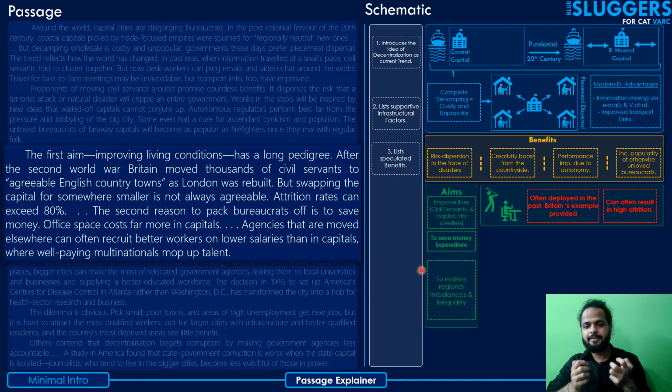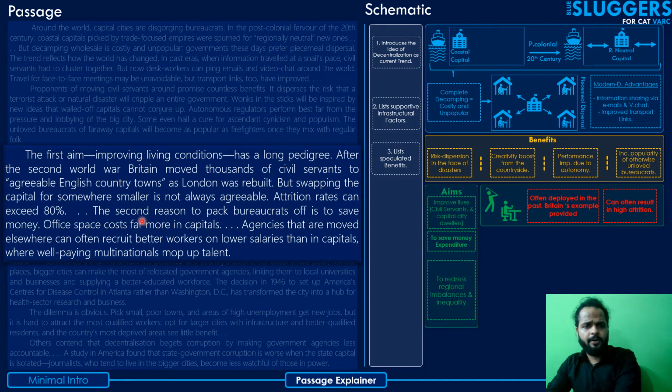But the thing is that swapping the capital for somewhere smaller is not always as agreeable an idea as people believe it to be, and it often leads to really high attrition rates. Attrition rates are basically the rate at which people leave the organization, or the government bodies, agencies in this case. So it often results in negative repercussions like this, where people leave the organization. So he basically lists some negatives so far as the first aim is concerned here.